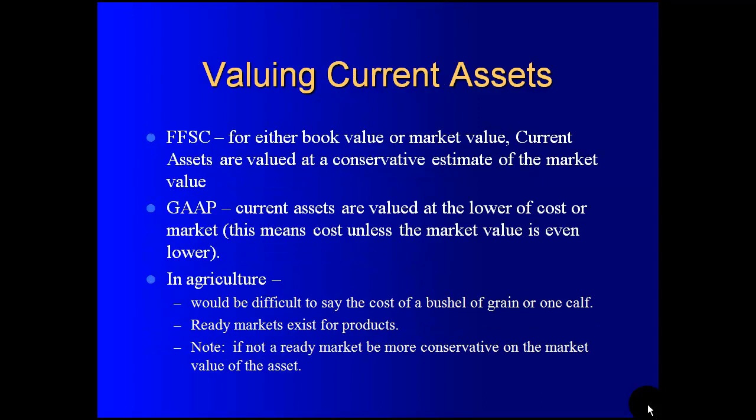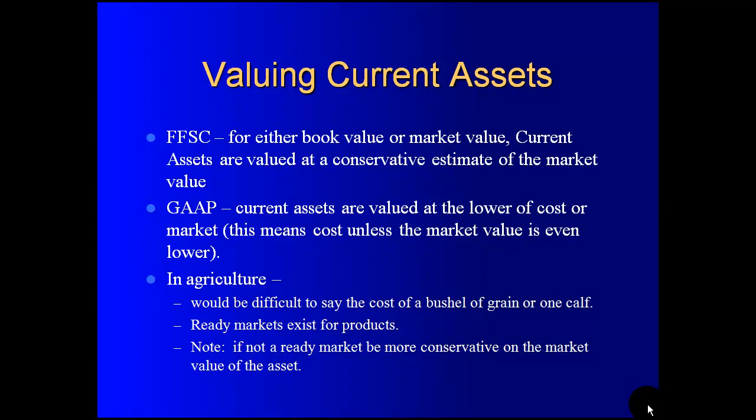Valuing current assets. So the cost basis and the market-based balance sheets are really about how we value those non-current assets that we've had for more than 1 year or plan on keeping for more than 1 year. Current assets are different. The Farm Financial Standards Council, for either the book value method or the market value method, values those current assets at a conservative estimate of the market value. So they're being valued at their market value. The potatoes that you have on hand at the end of the year would be valued at what the market value for those potatoes is.